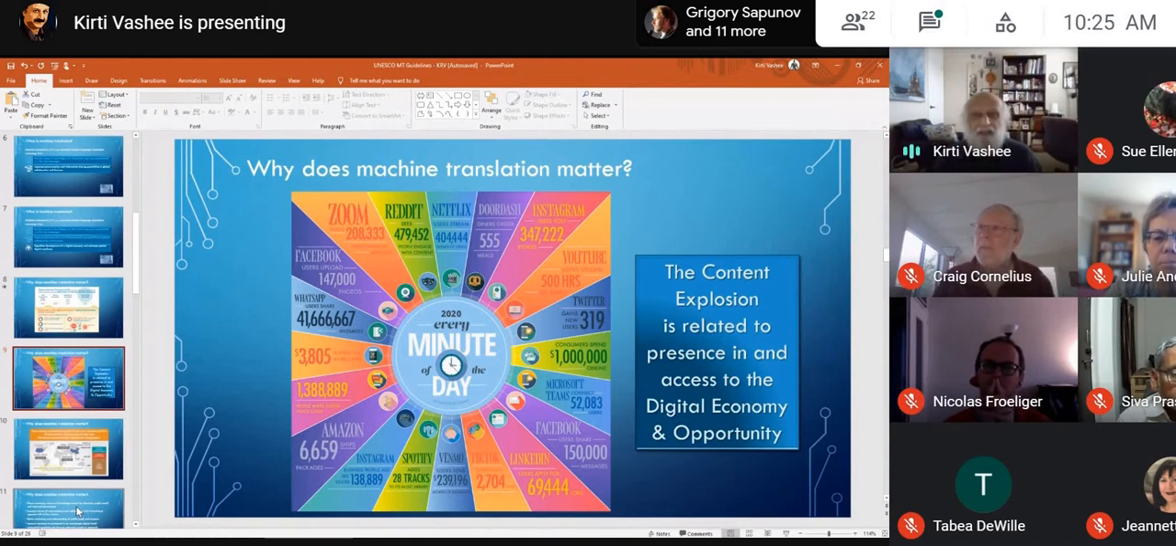And so this content explosion is closely related to being present and having access to the digital economy and the digital opportunity, from the economy, the economic benefits that having access to lots of information, having access to digital business interactions, gives the individual lots of economic benefit as well. So, this is why this matters.